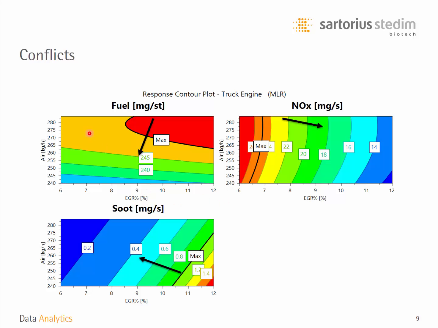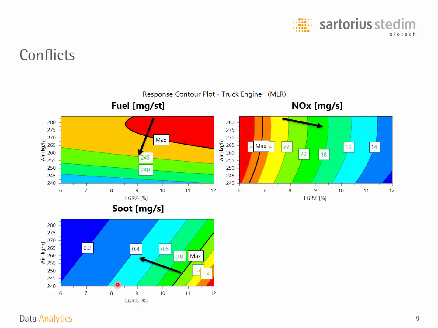So in the top left plot, we see how fuel is predicted to change when we're changing the factors air and EGR. In the top right contour plot, we see how NOx is predicted to change when we are varying the same two factors. And in the lower left-hand part, we see the third response, soot, and how it is predicted to change when we're changing air and EGR in this experimental design.